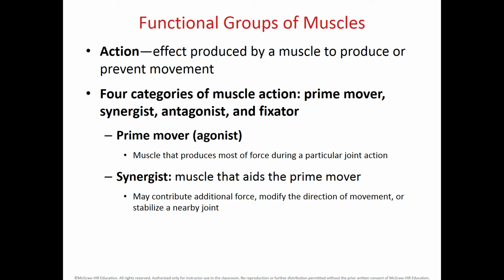Now we have synergists, which are muscles that aid the prime mover. When two or more synergists act on a joint, they can produce more power than just a single large muscle. The synergists can also modify the direction of the movement or stabilize the joint that is nearby. And a synergist, when it's restricting this movement, will have to do it in a coordinated, specific manner.